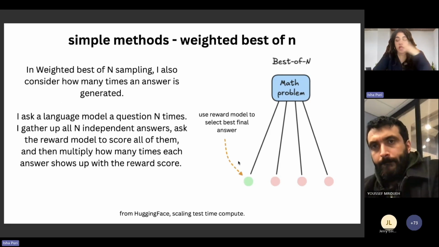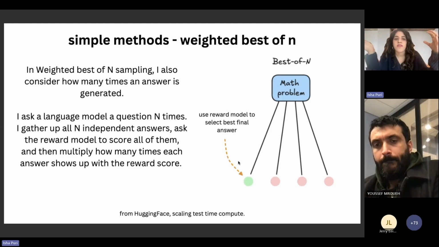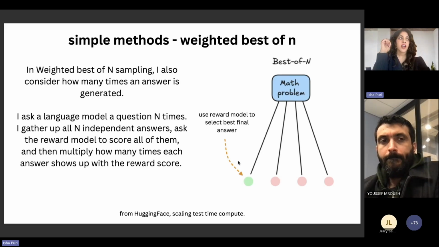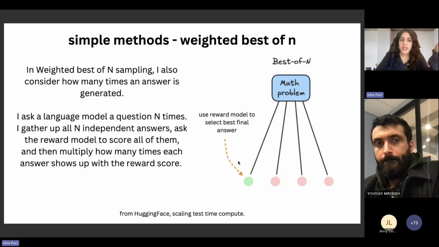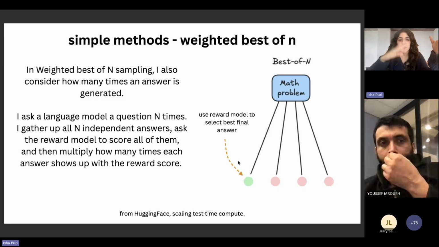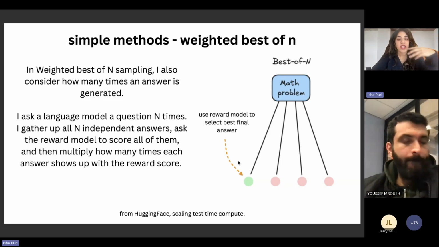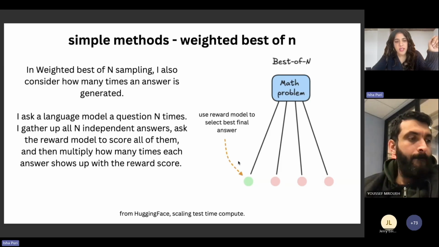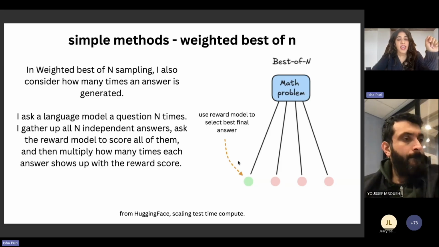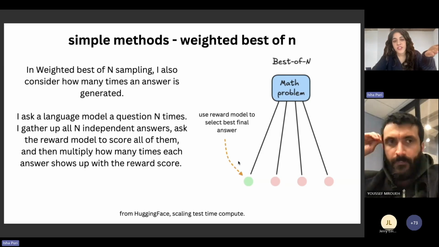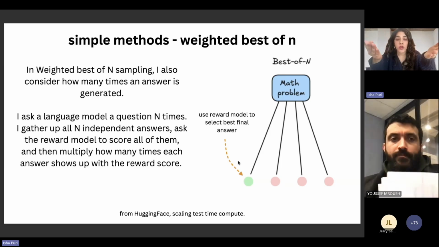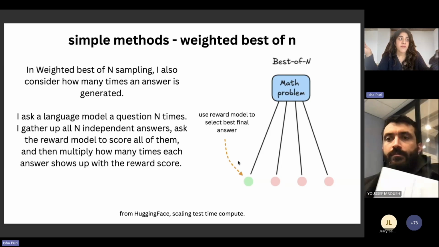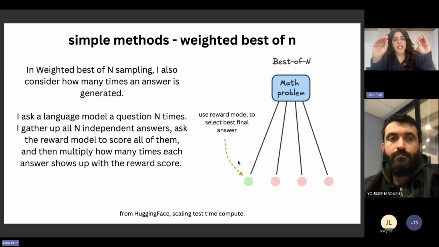And if you want to take it a step beyond this, you can actually combine the last two methods. You can do something called weighted best of n, where you query the language model 100 times for the question. You put all of the answers into a series of buckets based on which ones are the same, and then you provide a score for each answer. And then you just multiply: how many times did the answer come up, multiplied by what the score of that answer was. And then you take the combined highest value of that.